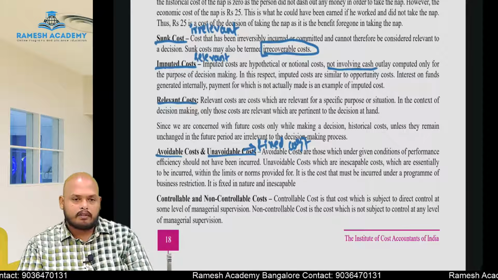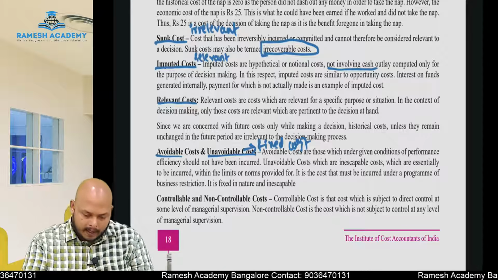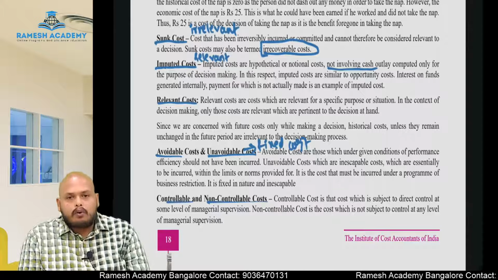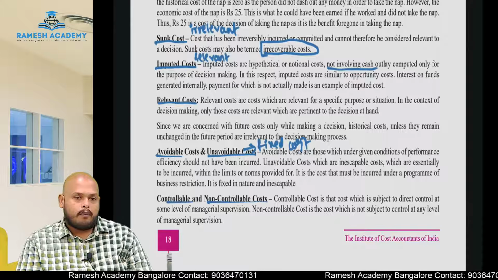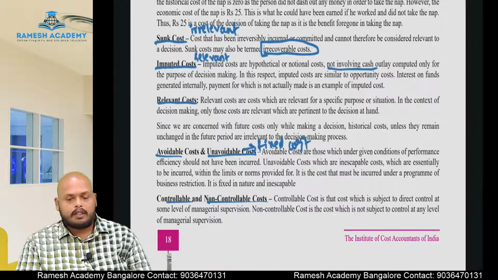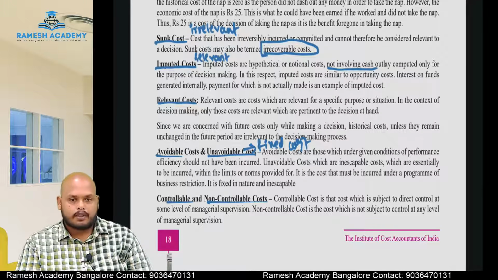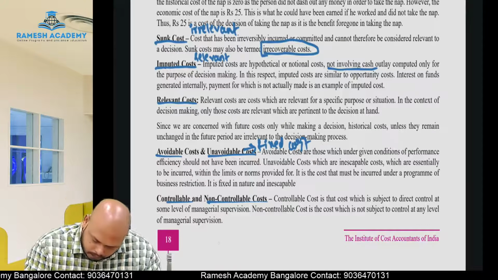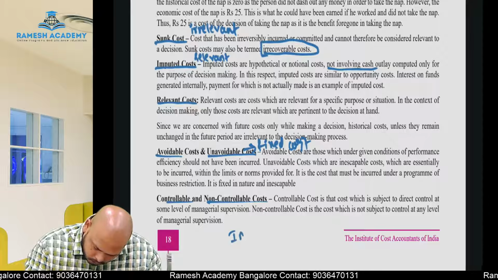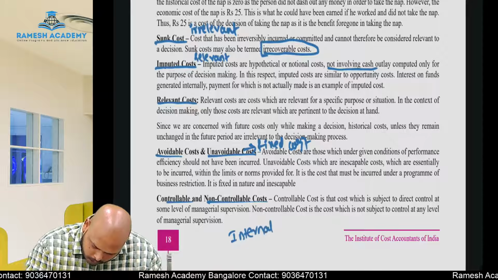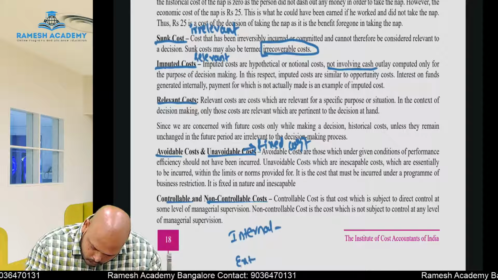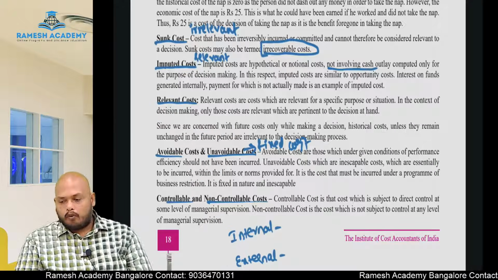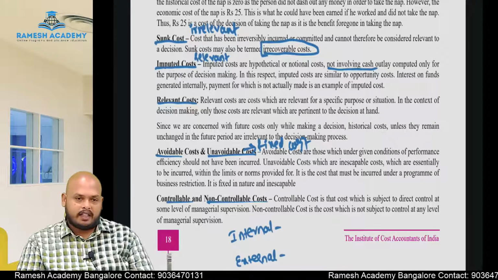So what do you mean by fixed cost? We'll discuss further, it will come. Next, controllable cost and non-controllable cost. So what do you mean by controllable cost, sir? And what do you mean by non-controllable cost? There are two situations. One is internal, another one is external.